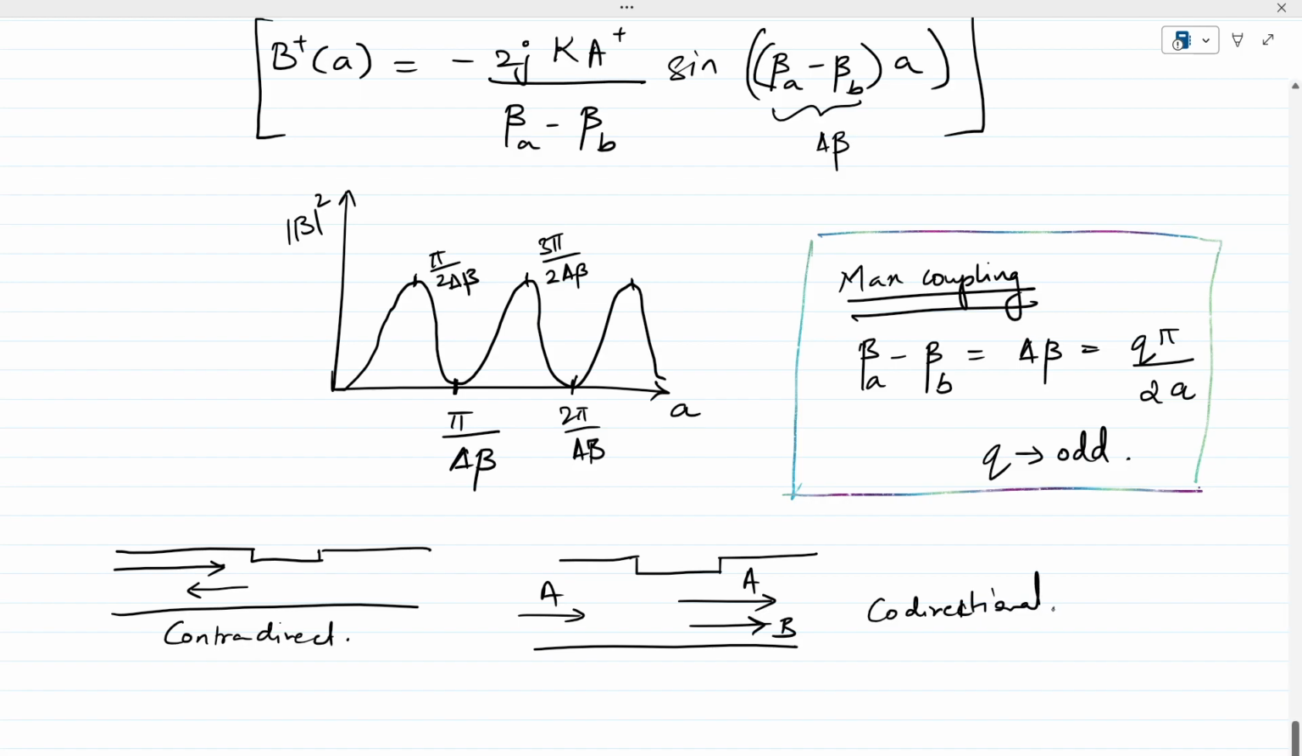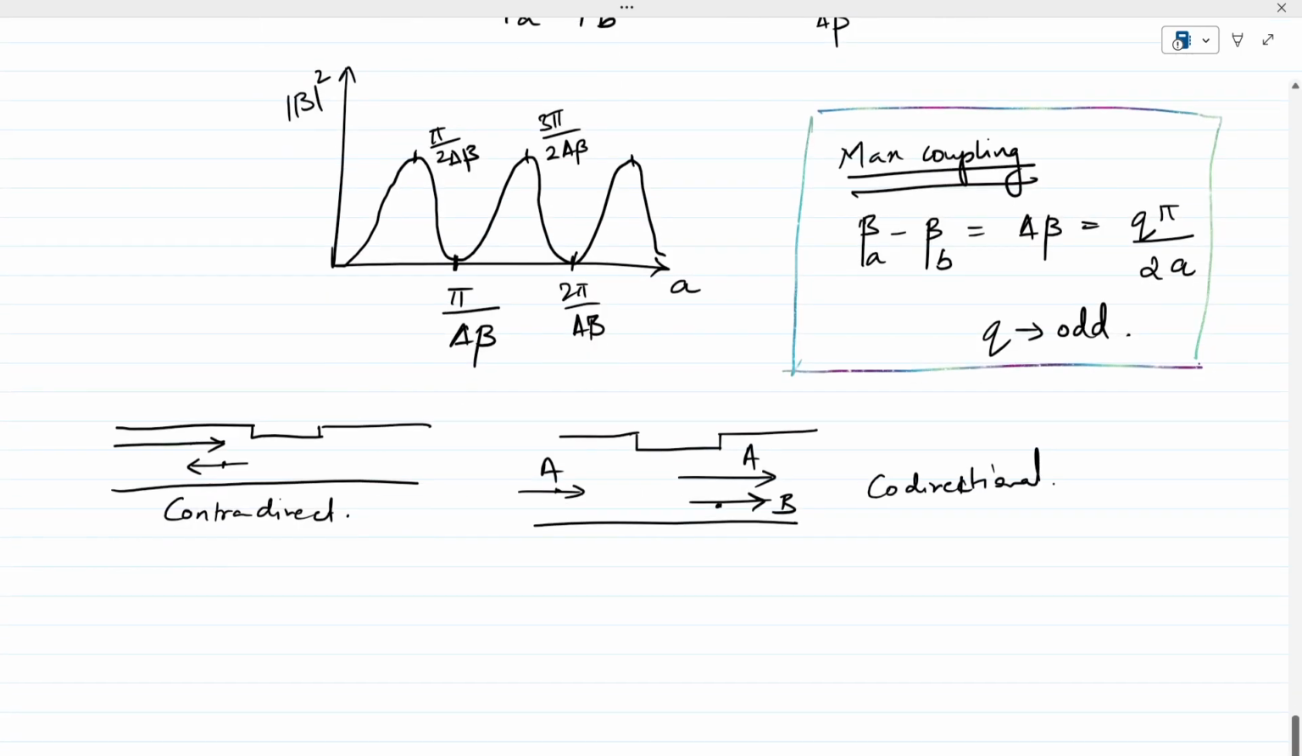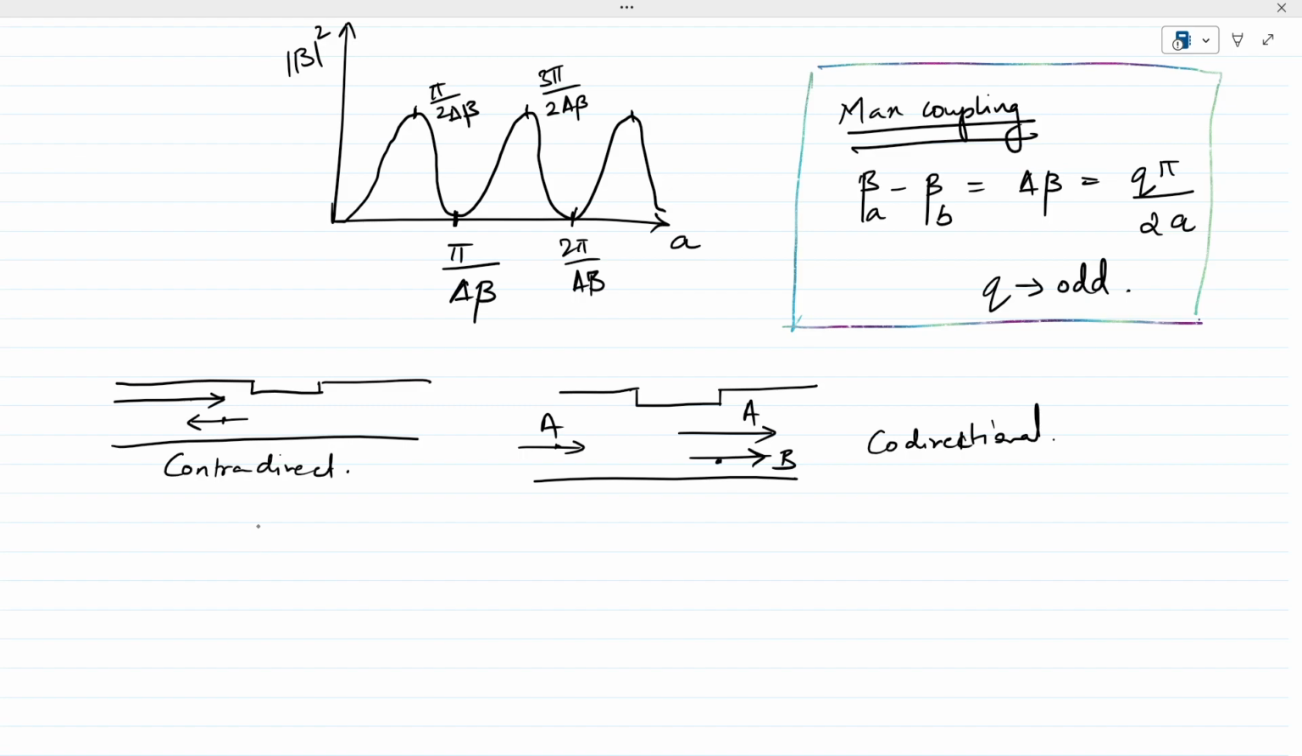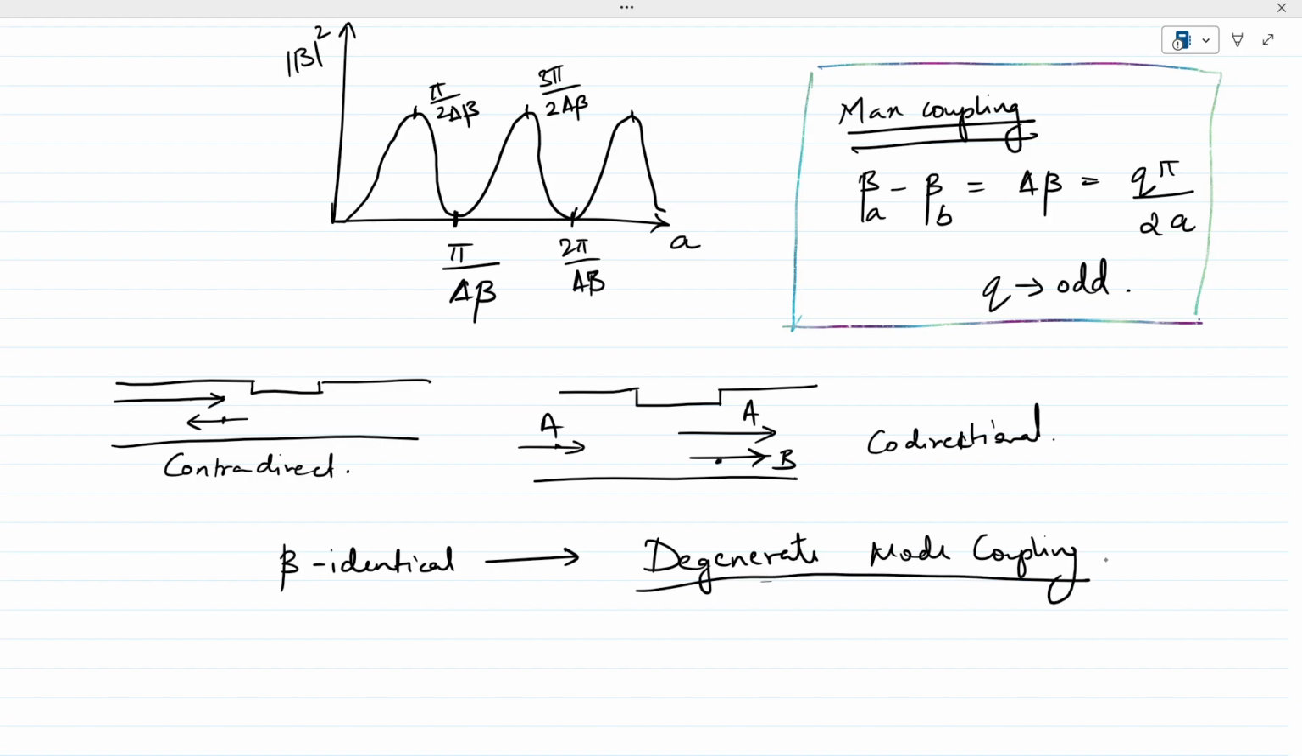But in both the cases, it was still a non-degenerate mode coupling, because the beta of this is not identical to the beta of this. Similarly, beta of this is not identical to the beta of this. What happens if my beta values are identical? If beta is identical, then we move on to the regime of degenerate mode coupling. So let us look at this now.